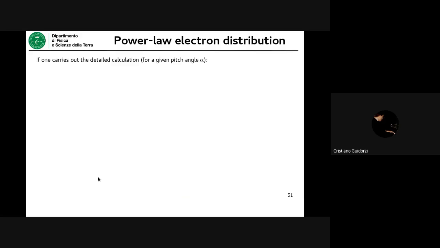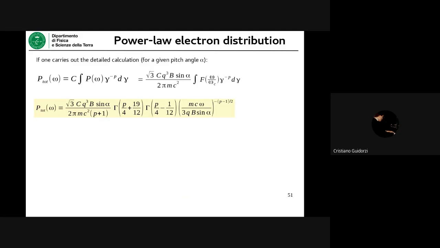So if you carry out the detailed calculation, taking into account the capital F function that you remember I defined as a modified Bessel function, really boring from a purely mathematical point of view, you carry out the same calculations, you replace exactly the value for p, so you have all these terms. In particular, if you work out the integral using, as I said, the exact formula instead of F, you end up with this pretty scary expression.